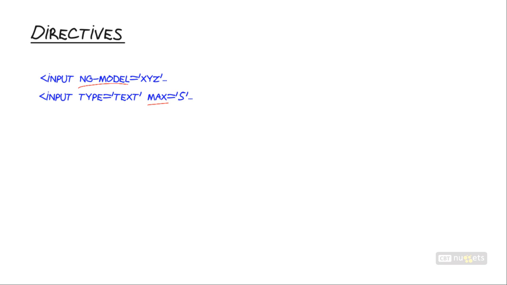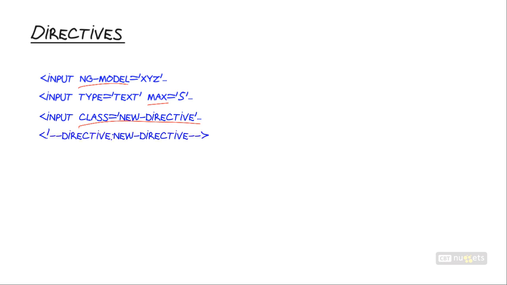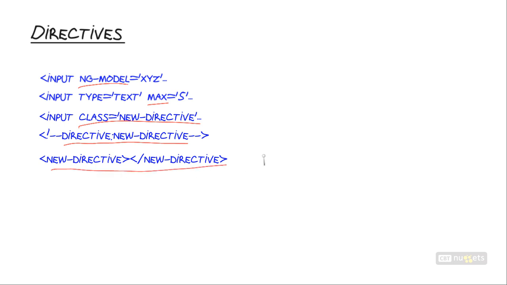Well, that's because these custom attributes are not the only way in AngularJS to reference a directive. We can also use the class attribute to reference a new directive like this. And we can use HTML comments to reference directives with this syntax, directive colon, and then your directive name. Lastly, and maybe the coolest way, is that we can create custom HTML elements and inject our directives exactly like this, like they were built-in native HTML elements.